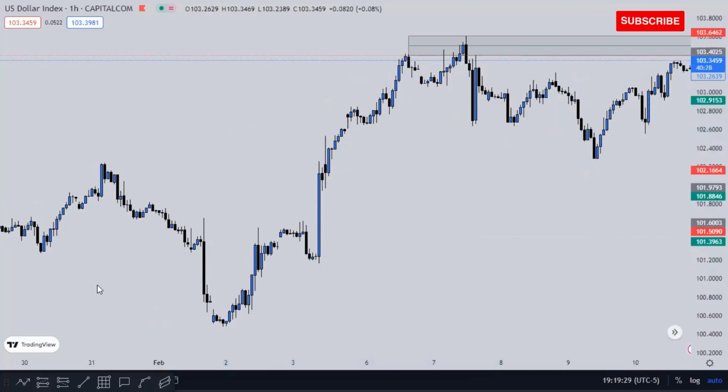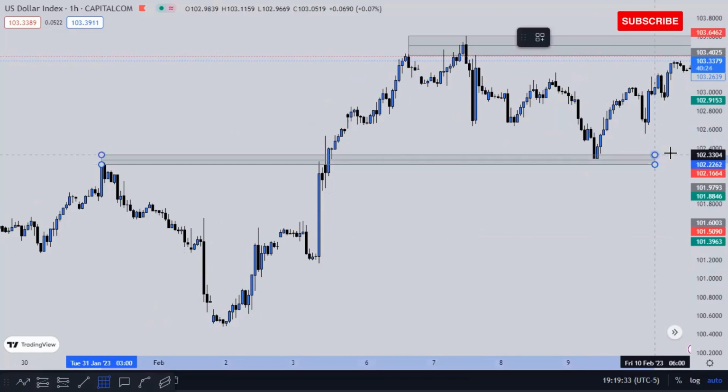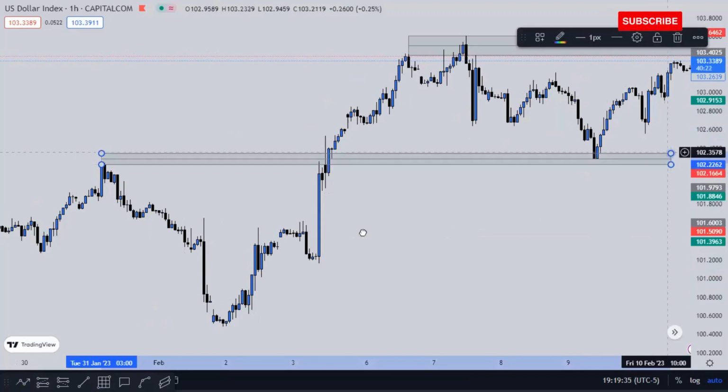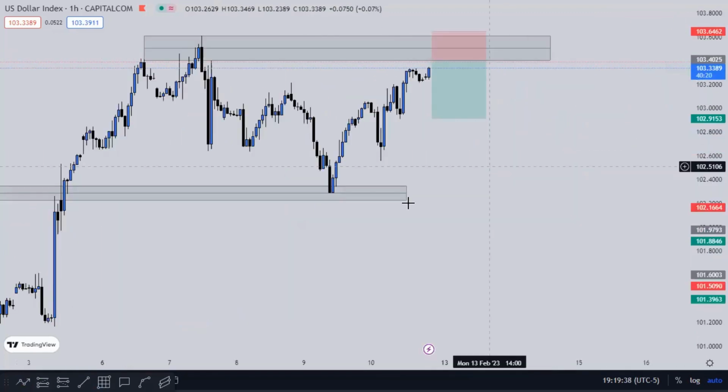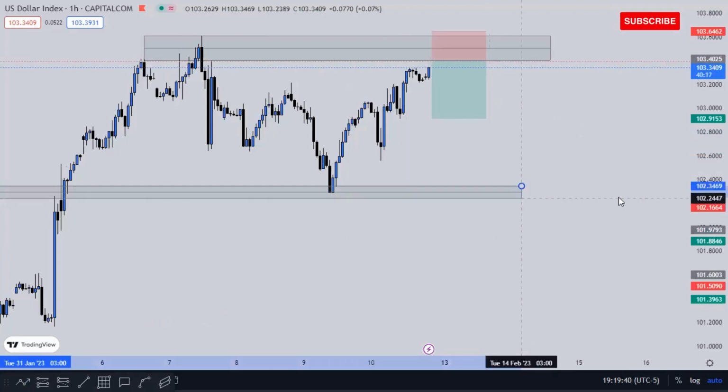So what I'm going to do here is I'm just going to highlight my zone from here to here, making sure that they both touch. And there we have our support. This is my support. This is where I'm going to look for buys.